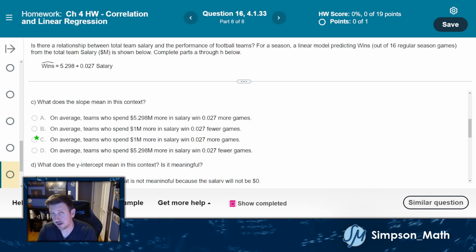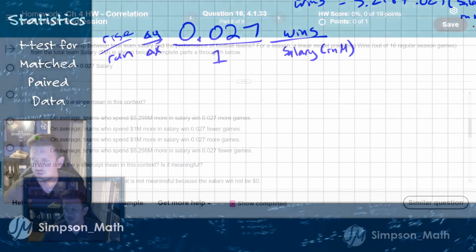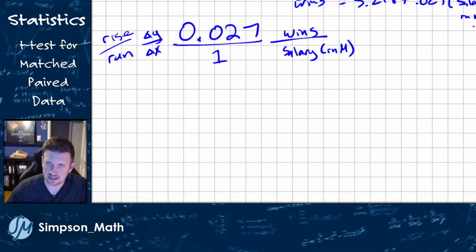Just a note here, do you see that on average? You heard me say a second ago, the model predicts, or we expect, or something like that. It's what I call a fudgy word, because it's not a deterministic thing. If you want to win more games, just spend more money? 1 million more dollars spent on salary will make 0.027 more games won? No, because you can't even win 0.027 of a game. Also, winning 0.027 of a game is kind of weird, right? It's so small that it's a little bit intangible.